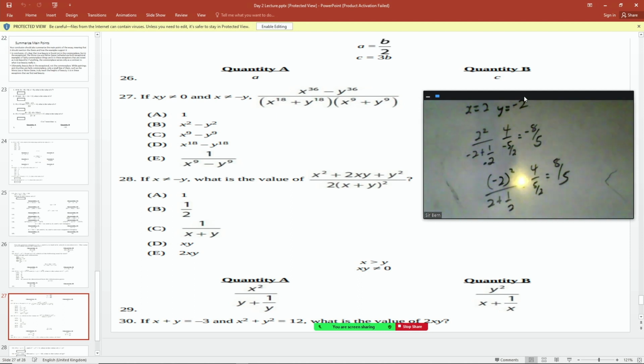But for the two scenarios that we checked earlier, quantity A was greater. So this shows us that the relation cannot be determined. Because in this case, quantity B is greater. In another case, quantity A is greater. So it cannot be determined from the given information.